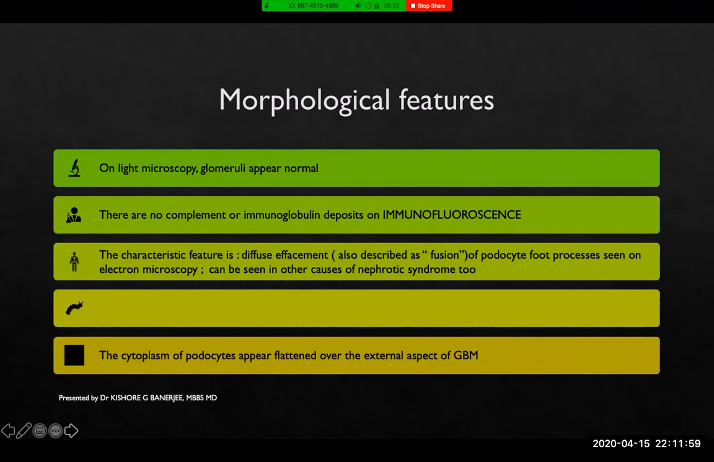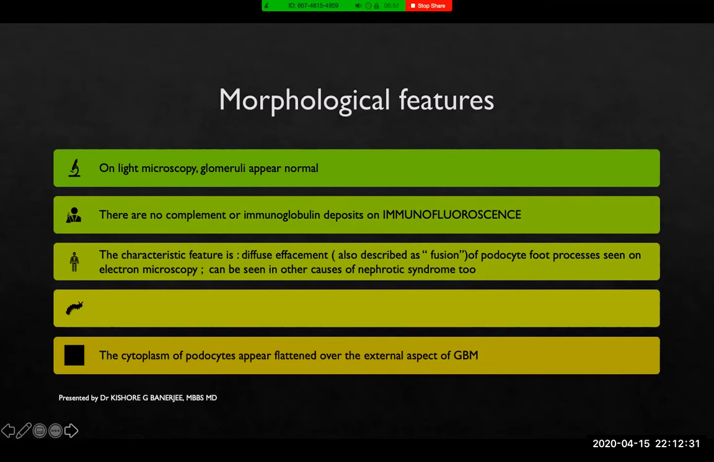And as I mentioned, electron microscopy is actually done for diagnosis in glomerular disorders. It's not for research purposes, as many people think due to lack of exposure. Electron microscopy is many times required for the diagnosis of glomerular disorders. So on light microscopy, glomeruli appear normal in these diseases. And usually in immunofluorescence, we don't get any immune complex deposit. Immunofluorescence is negative in this condition. But in electron microscopy, we can see the diffuse effacement, also described as fusion of foot processes.